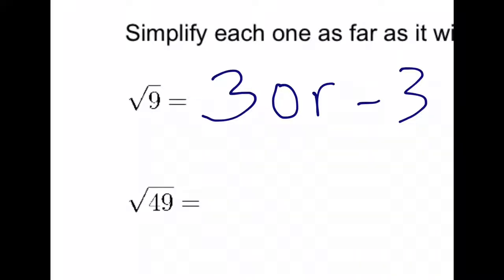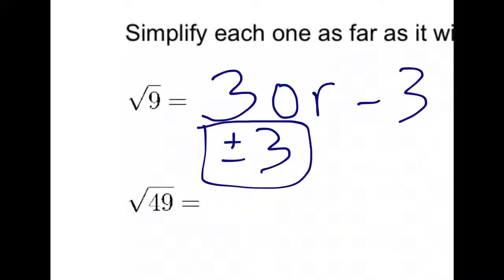A more compact way of expressing this idea that we could have a positive 3 or a negative 3 is to use what's called a plus-minus symbol. This means that our answer could be a positive 3 or a negative 3.